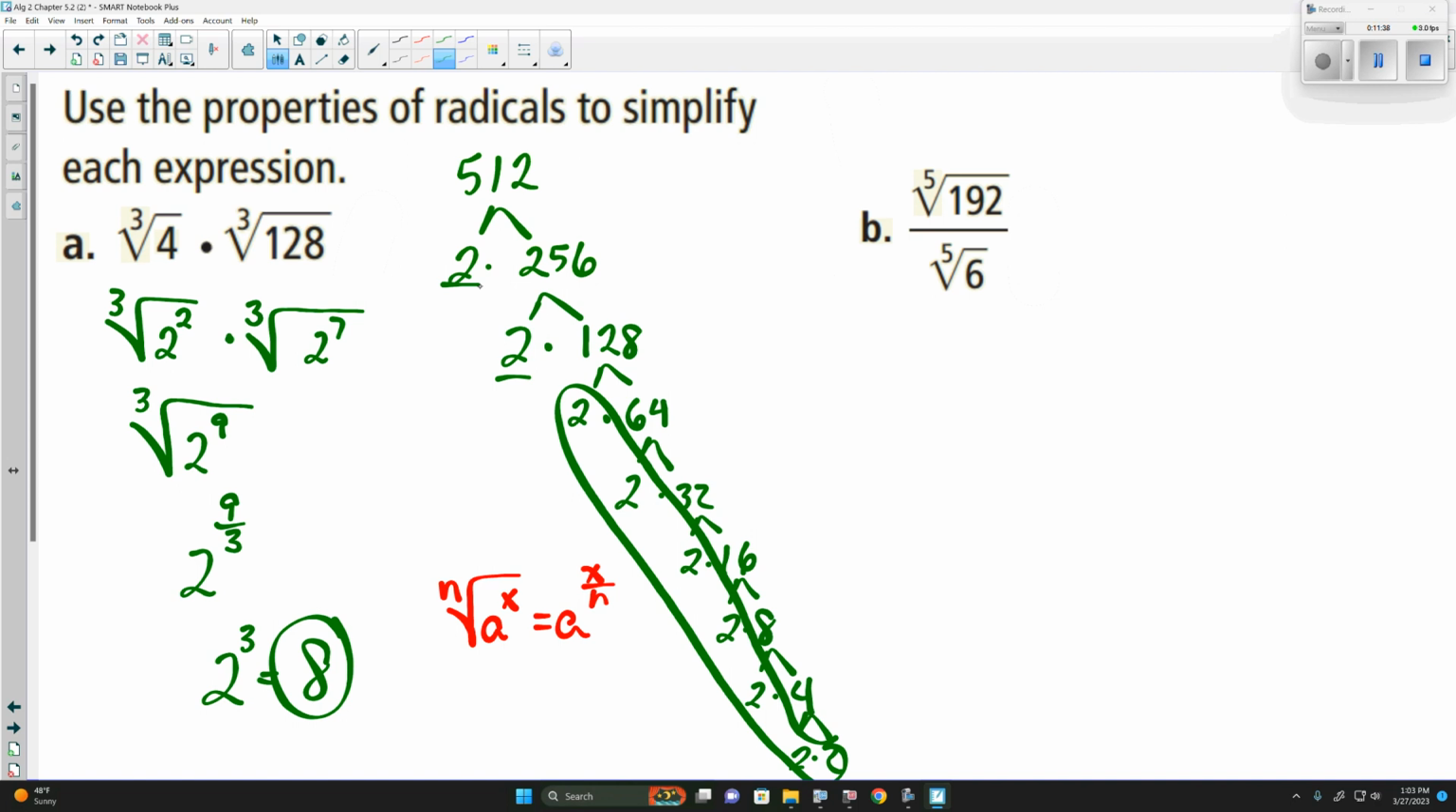Now, the last one of this type we're going to look at. Does 192 divide by 6 nicely? Yeah, so we'll divide it. And if we divide it, we get the fifth root of 32, and the fifth root of 32 is 2. And that's it. I mean, for this one here, we could have just typed it in the calculator from the get-go, and it would have given us the answer.